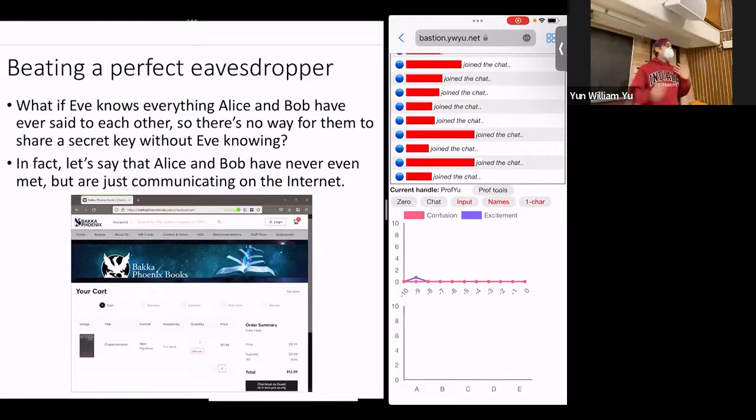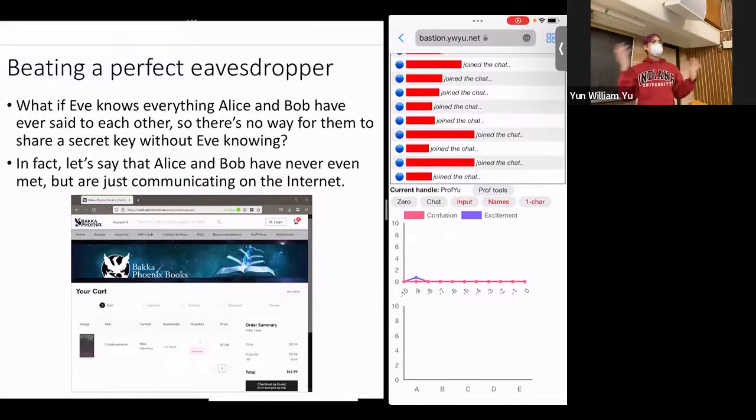But anyway, let's say that I want to go and buy a book online. And so I'm trying to buy the book Cryptonomicon, but in order to do that, I need to send my credit card information to the bookstore. But let's suppose that I've never met this bookstore and the bookstore's never met me. So we have no way of communicating except through the internet.